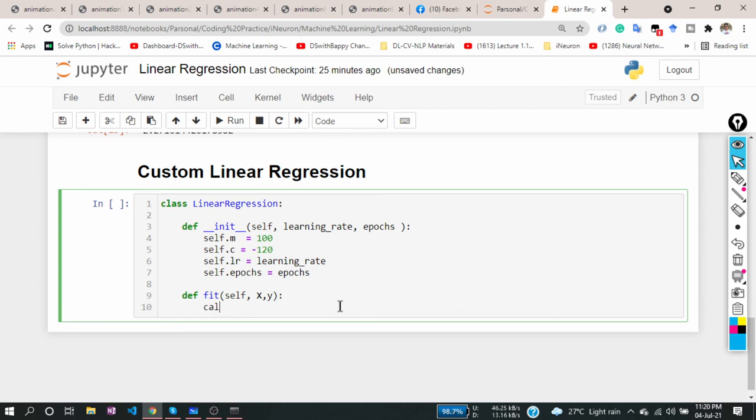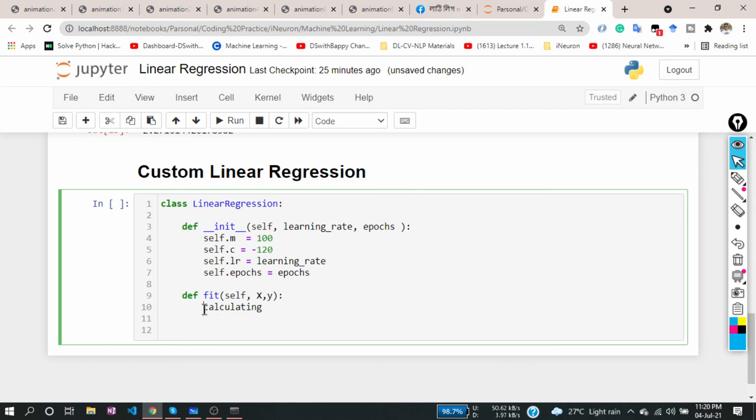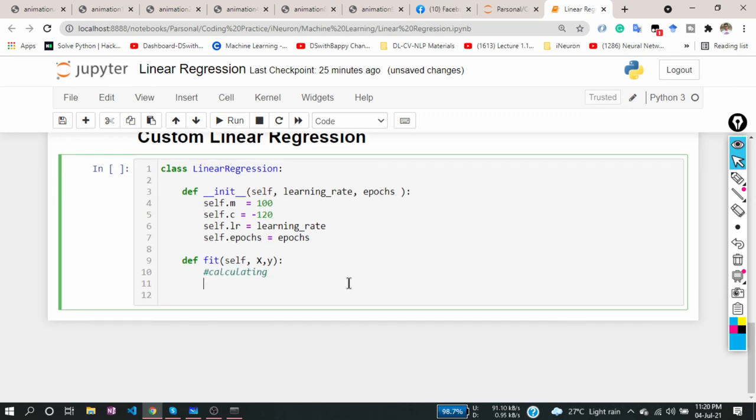Now we'll calculate. This is the calculation loop. I think I've made some mistake, let me comment it out. From this part, we will calculate the exact equation we have derived till now. How long will this calculation go? Based on our epochs, because whatever epochs we define, it will calculate based on that. So now define for i in range of epochs.